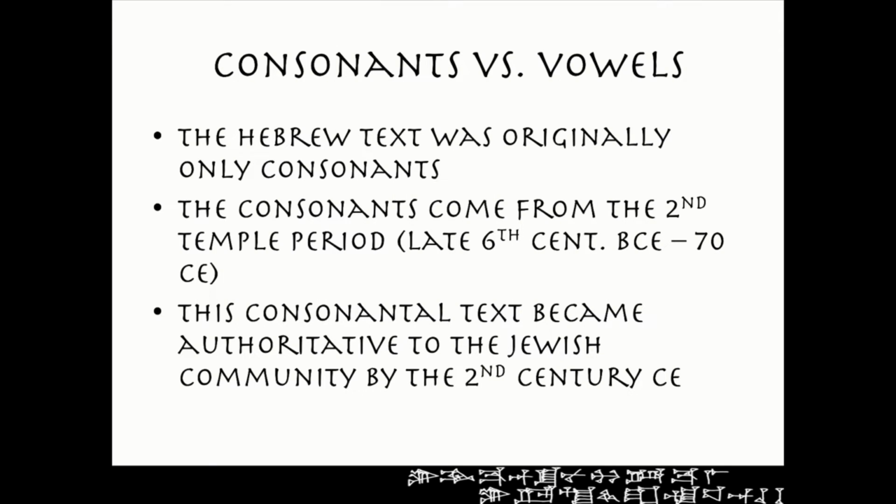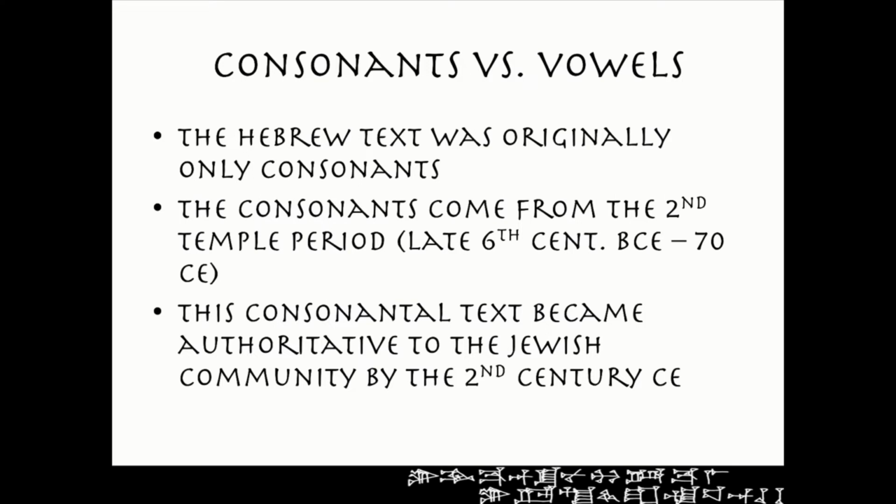This consonantal text became authoritative to the Jewish community by the 2nd century CE. So the thing that we want to realize here, the point if you want to take something home, is that the consonants were there, not the vowels. Right? That doesn't mean that there weren't vowels being pronounced, it's just they didn't write them.